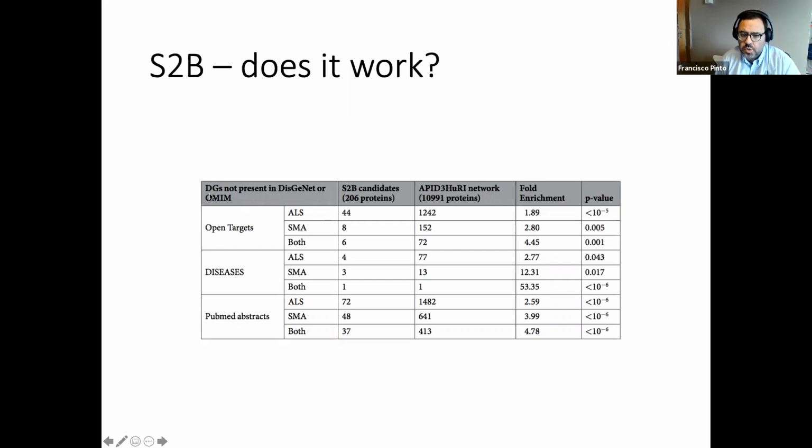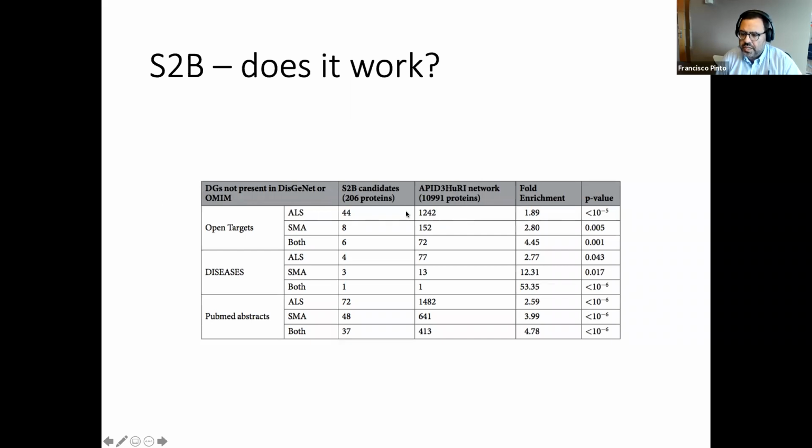We used the OMIM database and the DisGeNET database. So of course, there was some overlap between these databases and these other sources. And we took out the ones that were present simultaneously in both sources. And the ones that were uniquely present in Open Targets, for example, we could find around 1,300 genes associated with ALS. 44 were among the 206 S2B candidates, and the remaining were in the rest of the network.